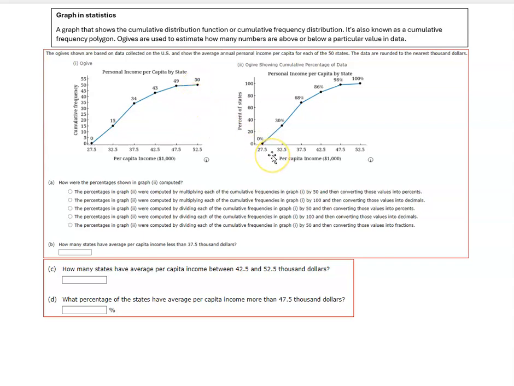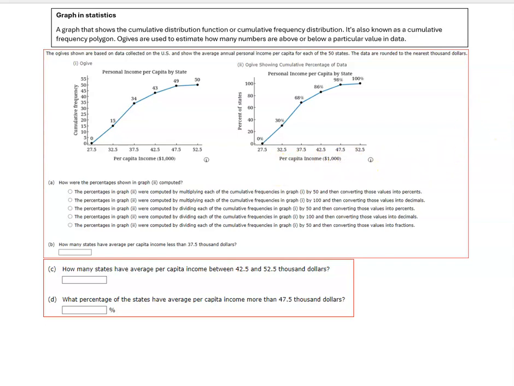Over here, we have it in percentages. So the 32.5, 30% of the states have a 32.5 per capita income. If you're talking about 52.5 or lower, 100% have it. So you see that correspondence right there. 50 out of 50 is 100. 49 out of 50 is 98. You get the idea there. Okay, all kidding aside, we get to this one.